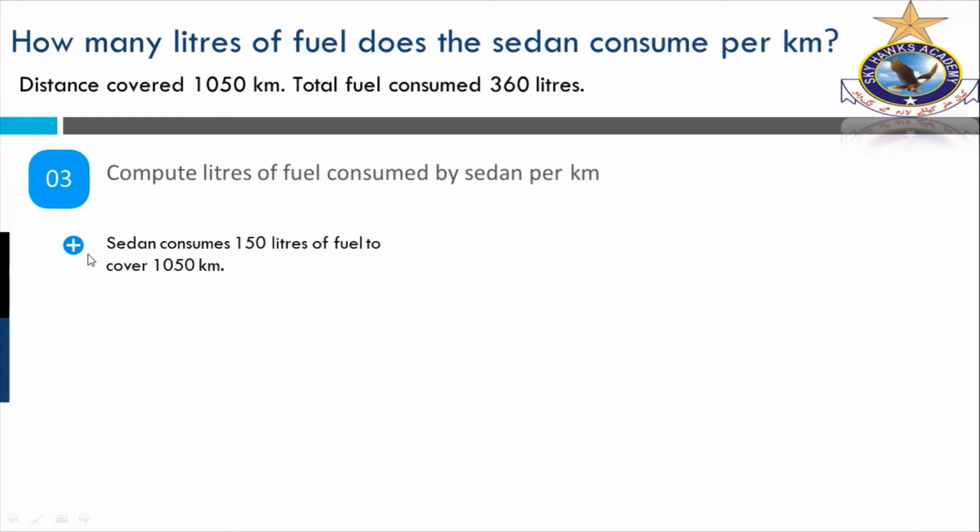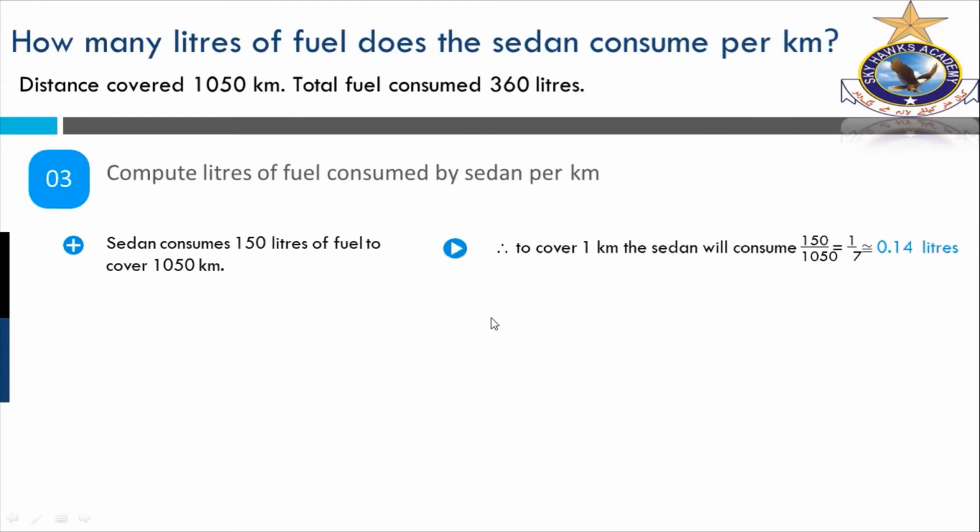Sedan consumes 150 liters of fuel to cover 1050 kilometers. So we have seen from the last slide that this was the total consumption of the fuel by the sedan to cover the total distance, that is 1050 kilometers. We are looking for per kilometer. That's why one more step is needed, and that is the simplest one.